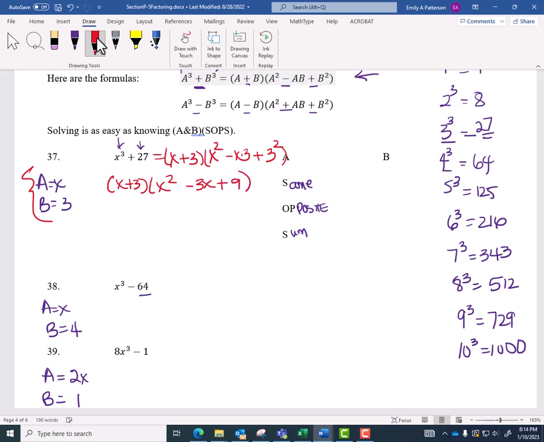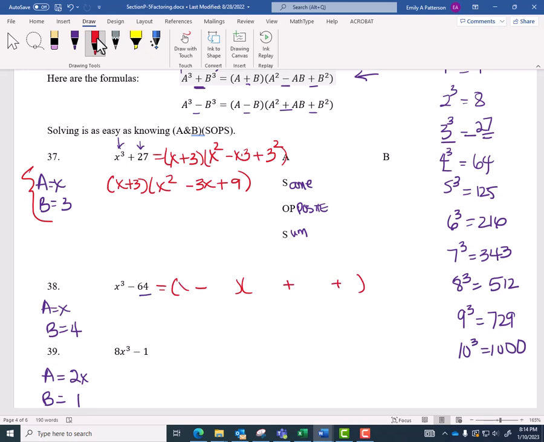And that is how we factor the sum or difference of cubes. So let's look at it again. We said that when we have perfect cubes, I can make it a little bit wider here, it is the same, opposite, sum. And then we do the same thing here.